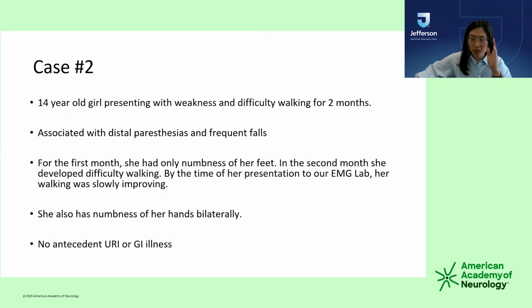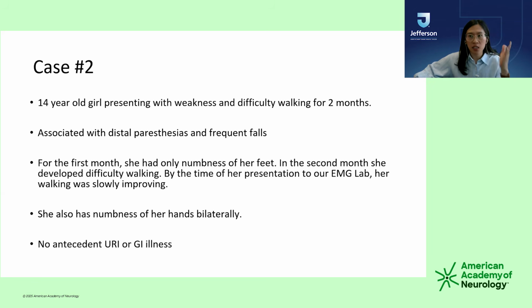Our second case was actually one of my first cases when I was a neuromuscular fellow, a 14-year-old girl who presented with weakness and difficulty walking for 2 months. She also complained of numbness of her feet and frequent falls. This was progressive over the last 2.5 months or so. She said that for the first month, she only had numbness in her feet. And then in the second month, she developed difficulty walking.